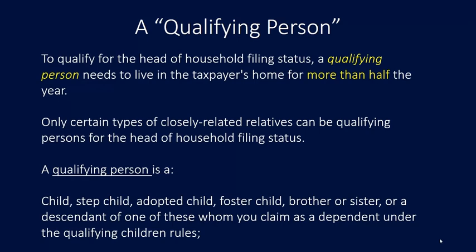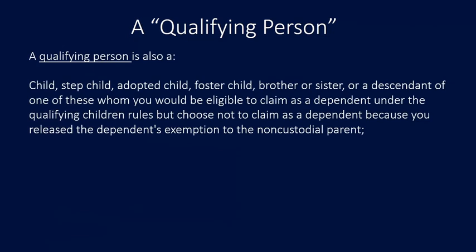whom the taxpayer or you claim as a dependent under the qualifying children rules. A qualifying person is also a child, a stepchild, adopted child, a foster child, brother or sister, or a descendant of one of these, whom you would be eligible to claim as a dependent under the qualifying children rules, but you choose not to claim as a dependent because you released the dependent's exemption to a non-custodial parent.